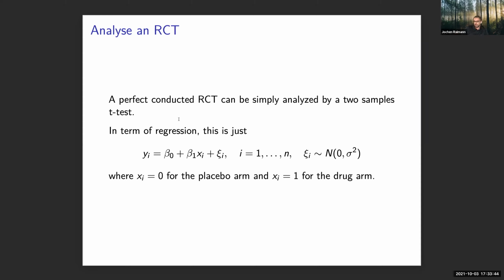In a perfect world, with a perfectly conducted RCT, you could analyze an RCT using basically a two-sample t-test. Hypothetically, yes. In terms of regression, this would be nothing else than the model that we have already discussed and are quite familiar with. So we have an x_i, which is either 0, or an x_i which represents the intervention arm. Let's walk away from drug. Let's call it intervention. It's really control and intervention, because this intervention could be anything.